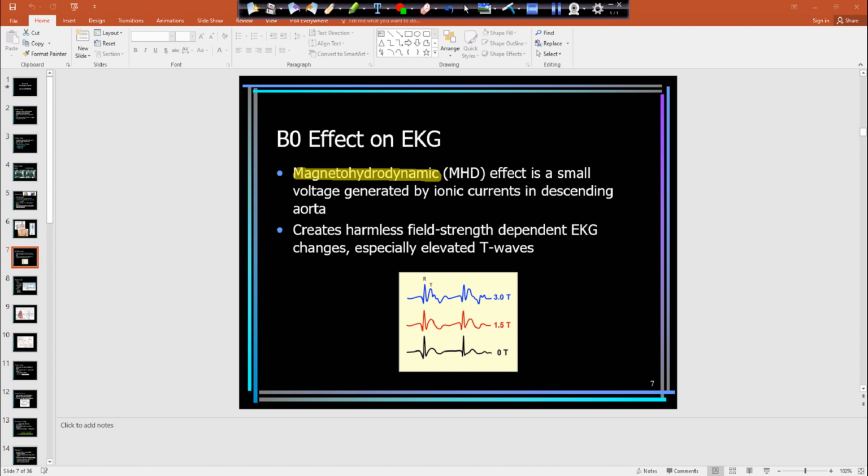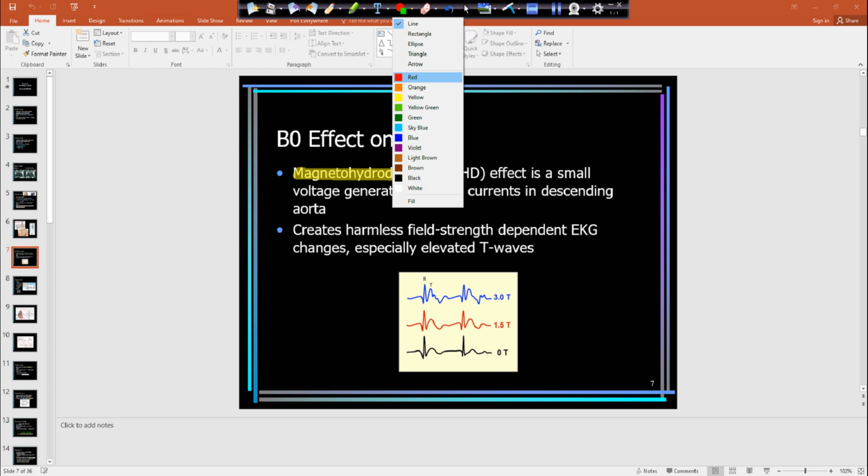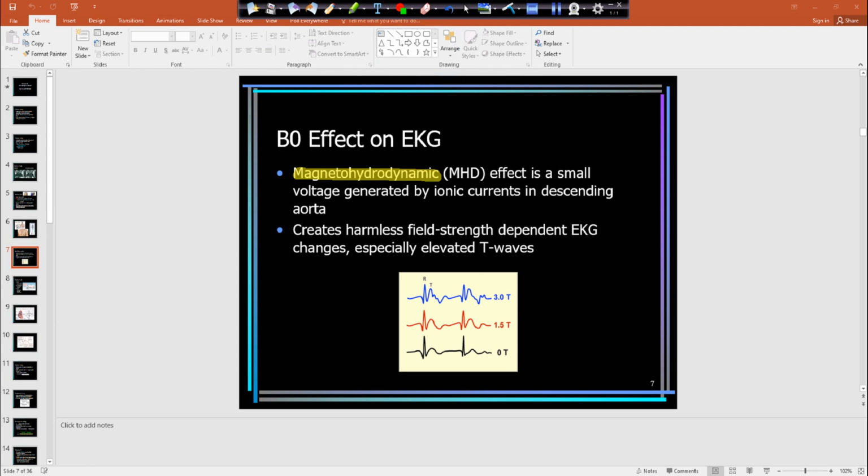What this does is it usually depresses our R wave a little bit, and it elevates our T wave. So here is our T wave normally. We have 0 Tesla, so we haven't put the patient in the actual bore of the magnet. So you can see how our T wave is down here.